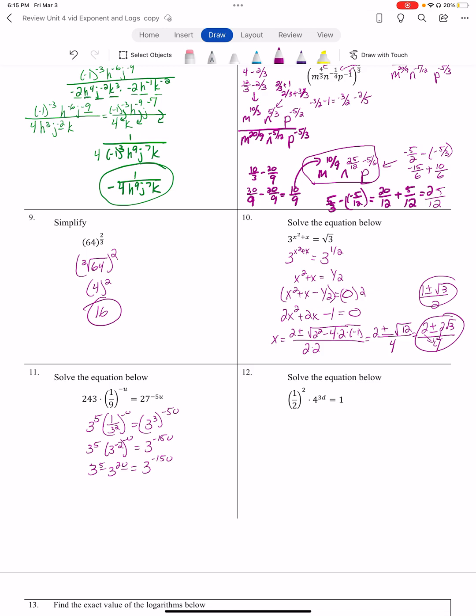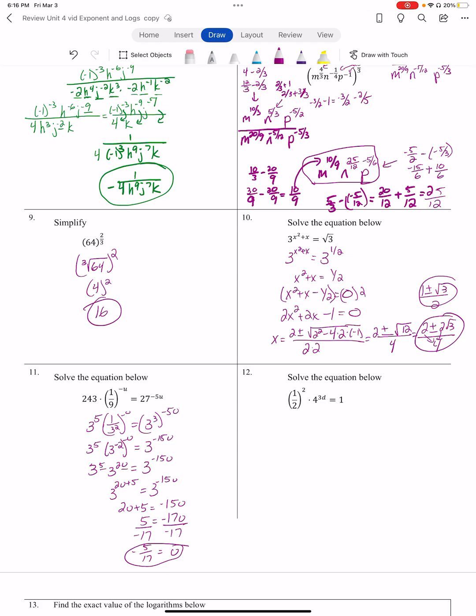I add my exponents, so it's 3 to the 2u plus 5 is equal to 3 to the negative 15u. 2u plus 5 is equal to negative 15u. 5 is equal to negative 17u. Divide by negative 17, divide by negative 17, u is equal to negative 5/17.